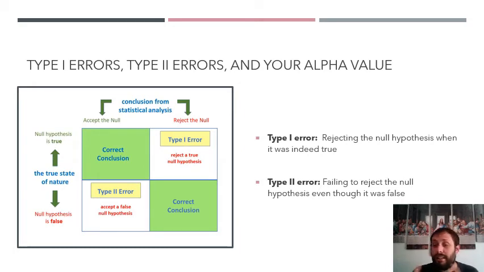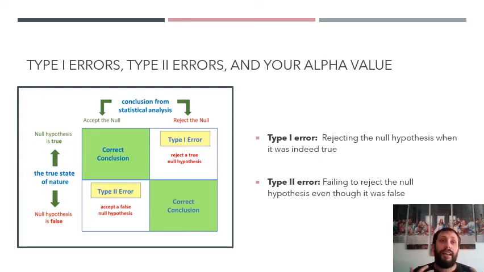Therefore, when you're setting your alpha value, you're making a trade-off every single time. There are a few other things associated with this, like sample size and how large the effect is in the actual population. We're not going to dig too deep into that, but just know that your alpha value is one of the things that can determine whether you're more likely to commit a type 1 error or a type 2 error.